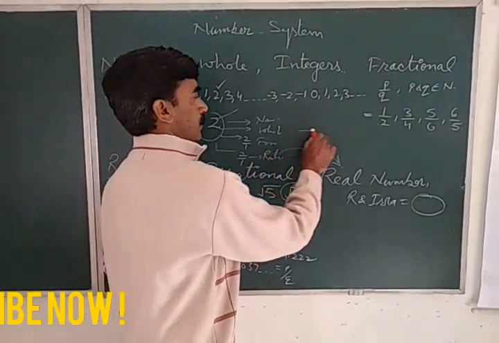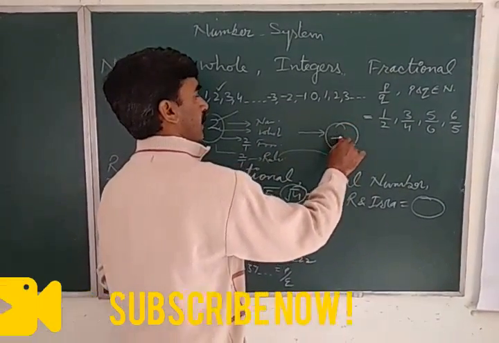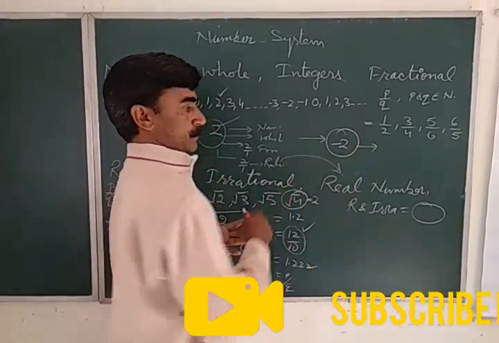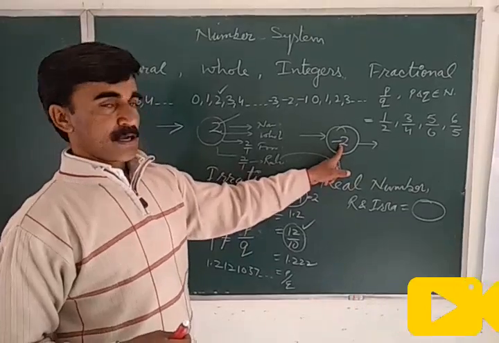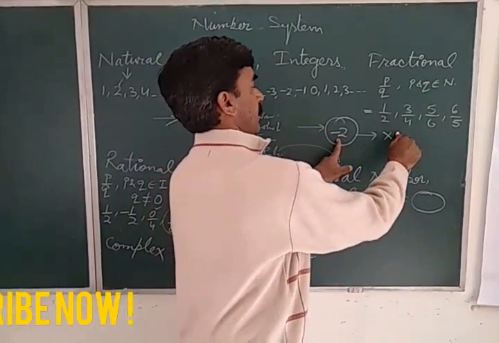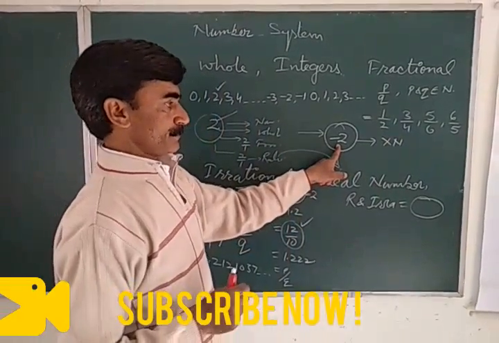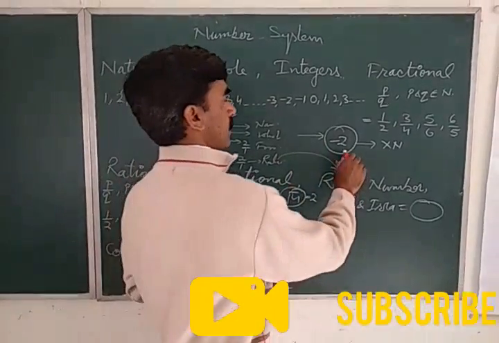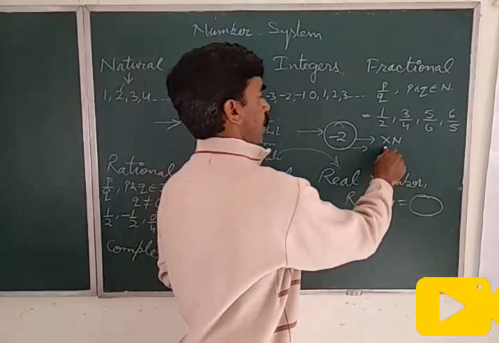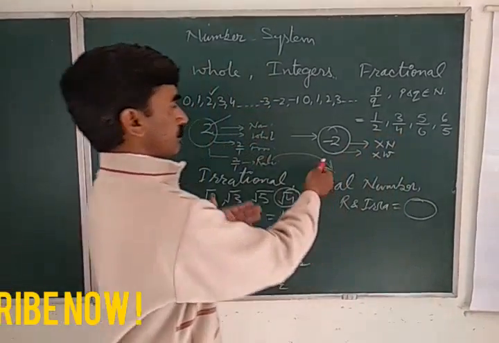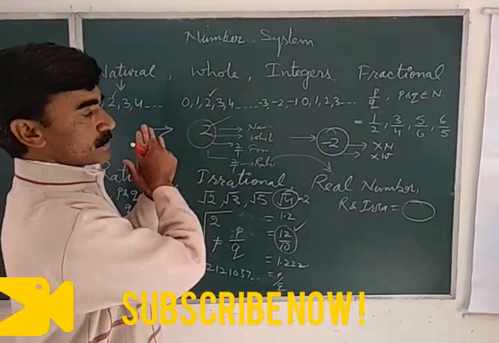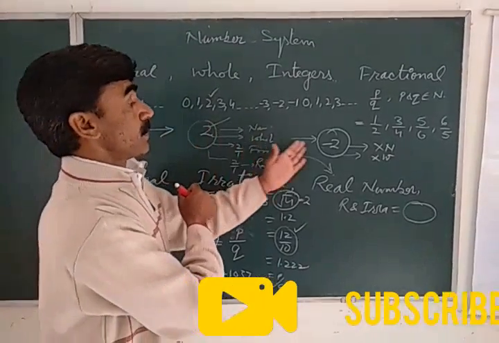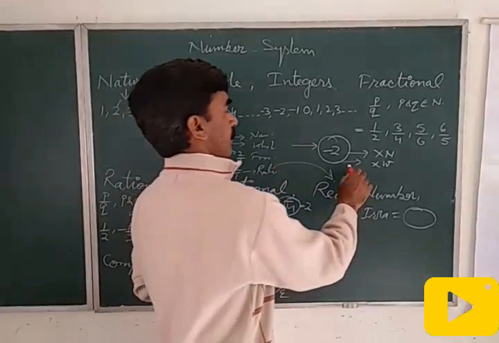For example, now you take one more number, minus 2. What about this minus 2? You can say that minus 2 is not a natural number. Clear? It is not a natural number. Minus 2 is not a whole number, because this is negative and it is not satisfying the definition of a whole number. So it is not a whole number.